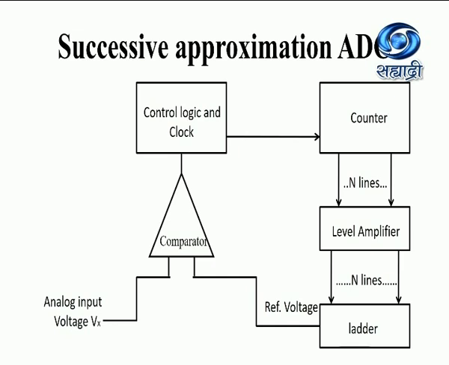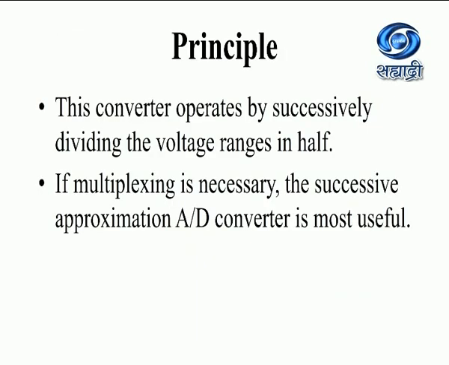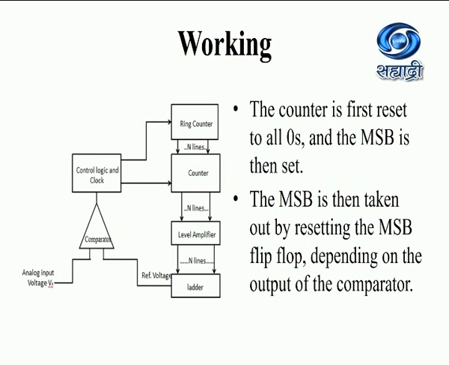Here again one comparator is used. The principle of this type of ADC is that the converter operates by successively dividing the voltage range in half. If multiplexing is necessary, the successive approximation ADC is most useful. Let's see the working. The counter is first reset to all zeros and the MSB is then set.